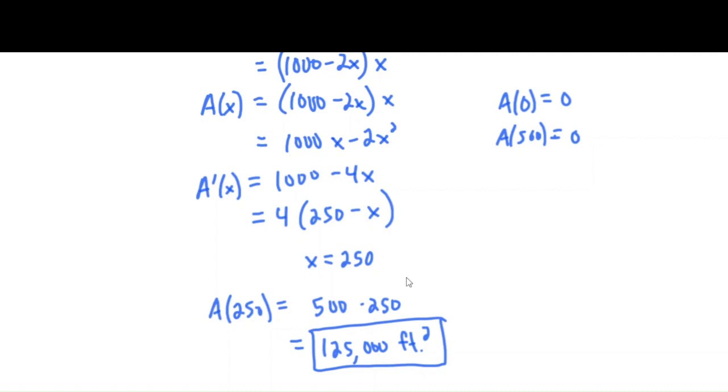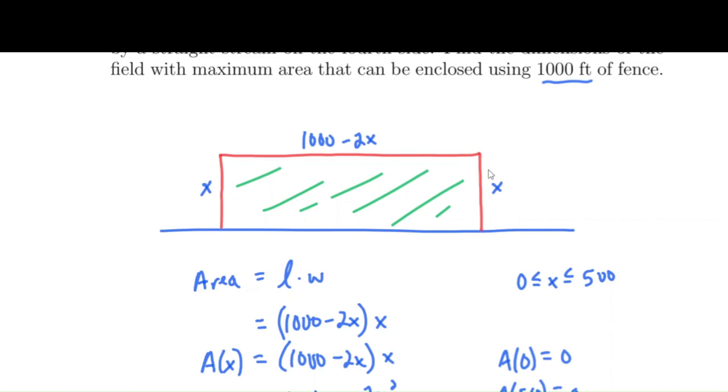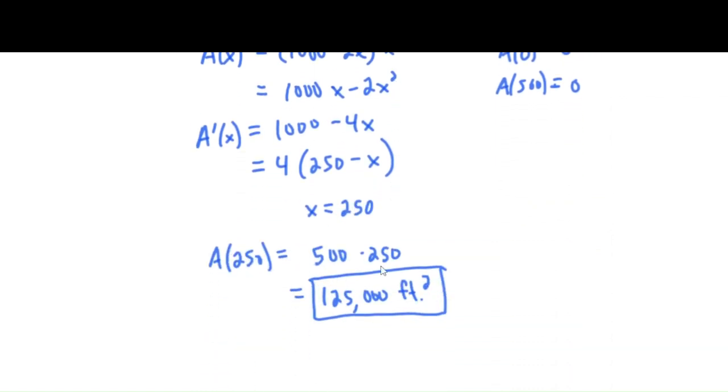Now, what are the dimensions? What is the length and what is the width? Well, the width here is going to be this x, right? The x is 250. And what's left up here, that'll be the 500. When x is 250, this is 250, this will be 500. And when we make a rectangle that way, that'll give us the largest possible area. The area is 125,000 square feet.